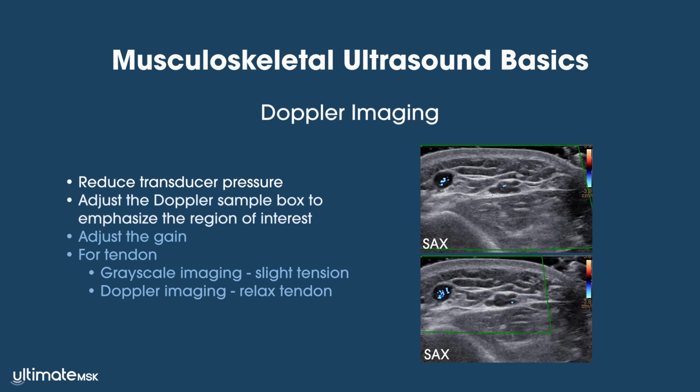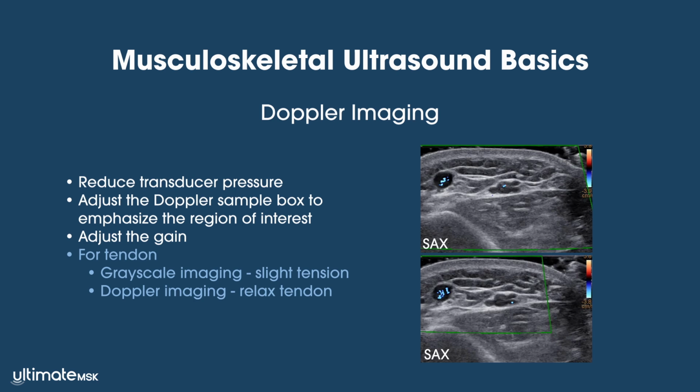Additionally, the Doppler sample box should be adjusted to focus on the specific region of interest, improving the detection of vascular signals while reducing extraneous noise signal. Proper Doppler gain adjustment is also important when imaging vessels. The gain should be set high enough to fill the vessel with Doppler signal while minimizing background noise.